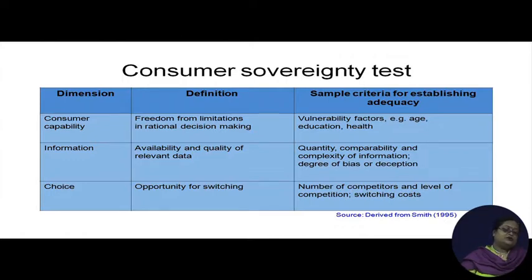When you're talking of information, it is whether the relevant data is available and of good quality, the quantity, comparability and complexity of the information, and the degree of bias or deception in the communication. These will determine the information quality and availability. And for choice, that is the opportunity for switching, the number of competitors present, the level of competition, and the cost of switching from one organization to another will determine consumer sovereignty for exercising their own choices.